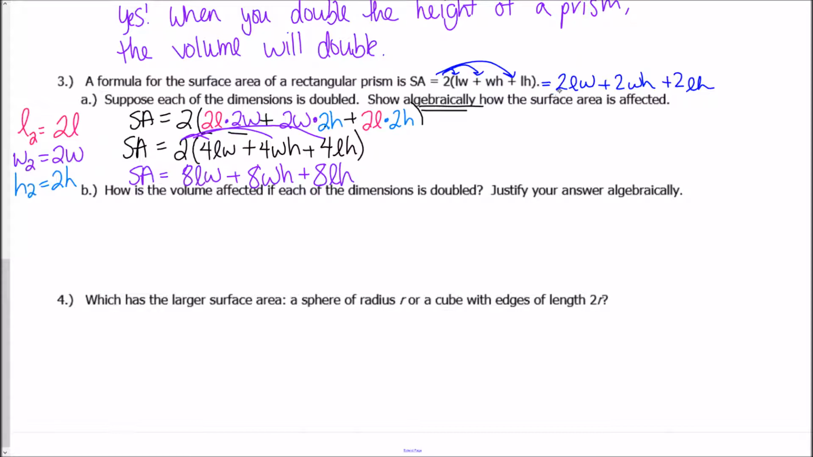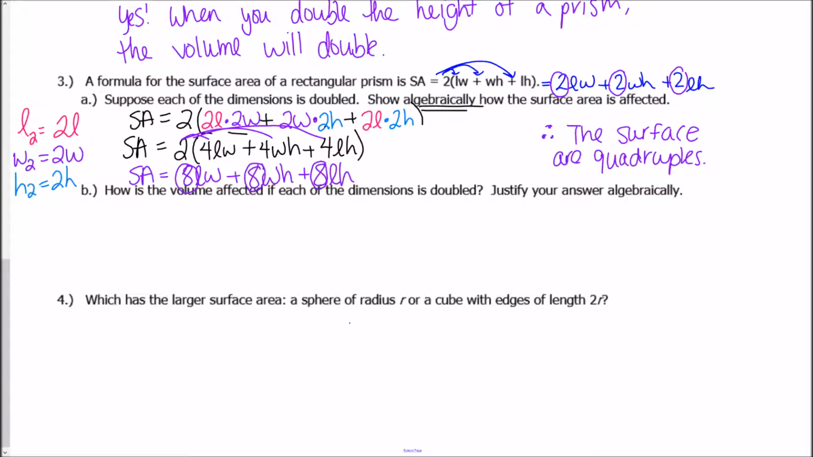And if the original surface area is 2LW versus 8, and then 2WH instead of 8, and 2LH instead of 8, that means that it is 4 times larger. So therefore, the surface area quadruples. Okay?